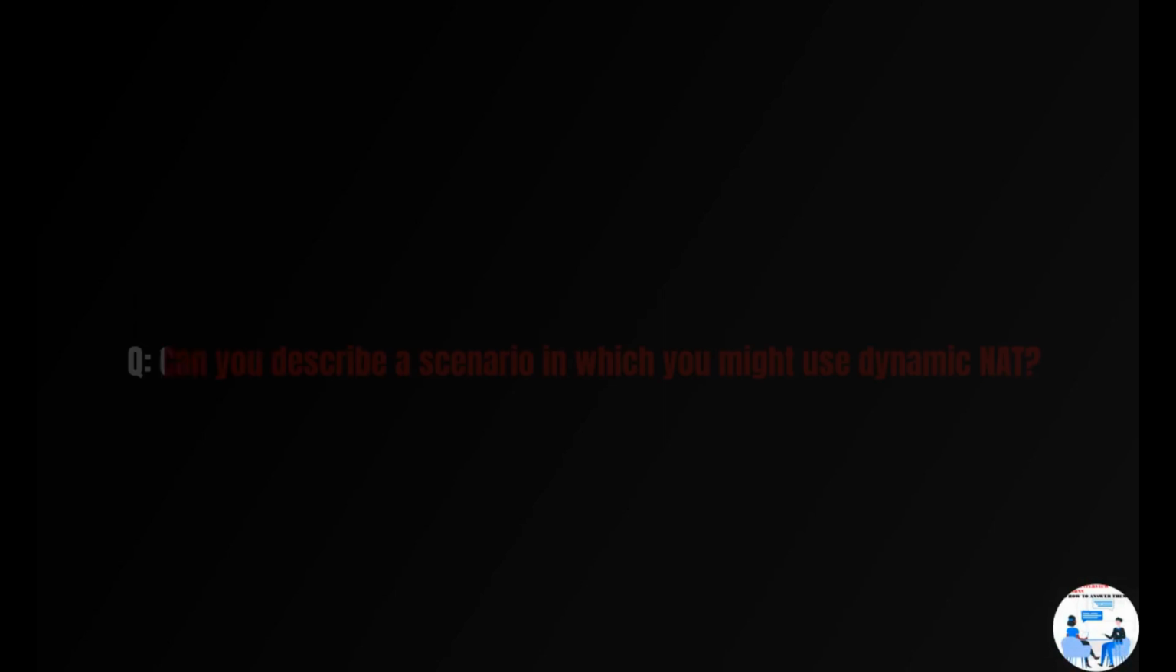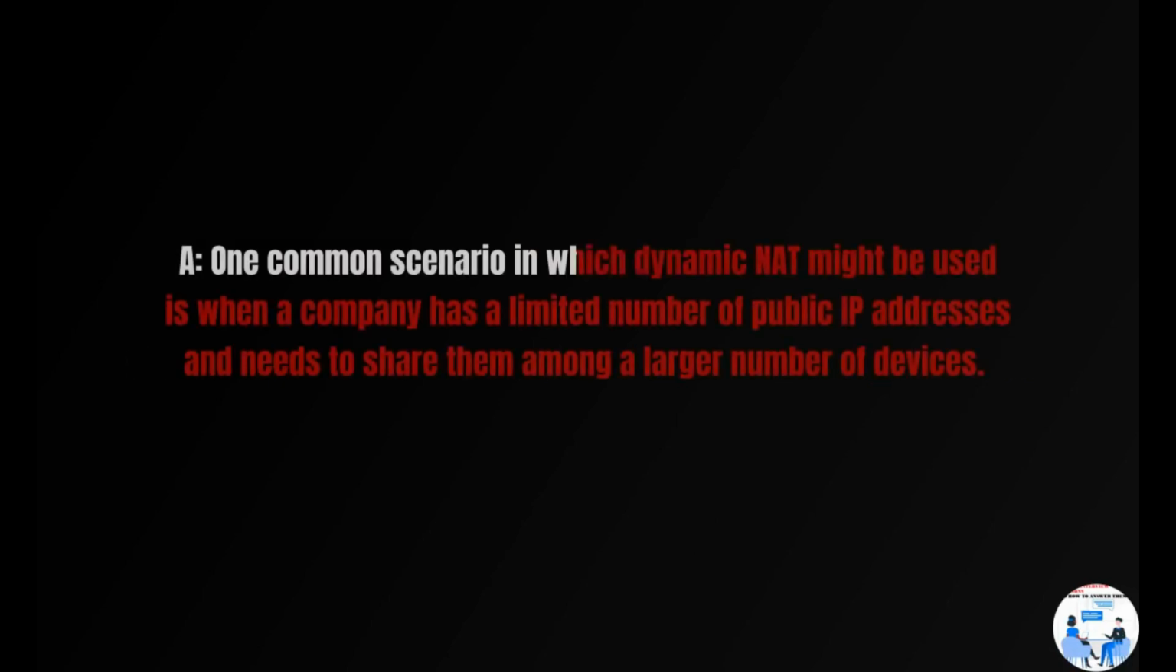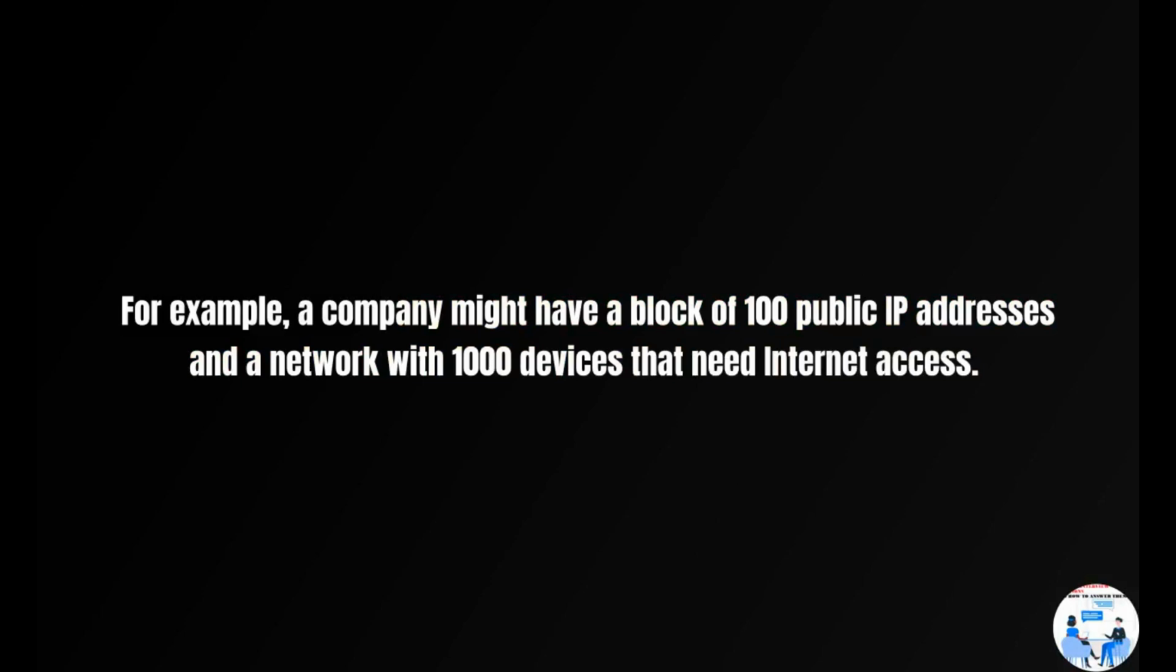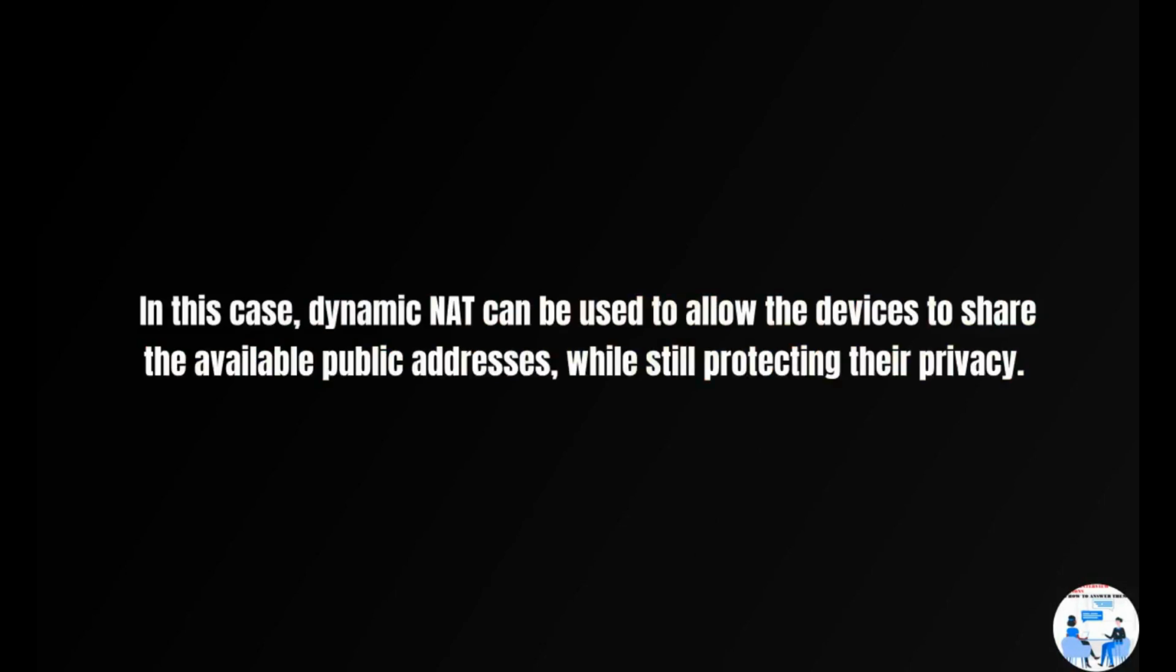Q. Can you describe a scenario in which you might use dynamic NAT? A. One common scenario in which dynamic NAT might be used is when a company has a limited number of public IP addresses and needs to share them among a larger number of devices. For example, a company might have a block of 100 public IP addresses and a network with 1,000 devices that need Internet access. In this case, dynamic NAT can be used to allow the devices to share the available public addresses, while still protecting their privacy.